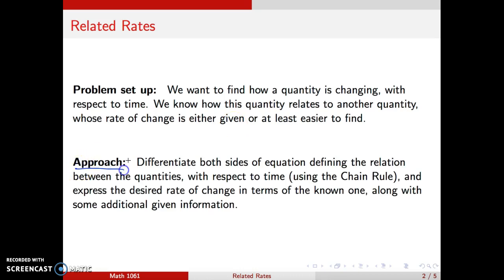Our approach, once you have that set up, is you're going to have an equation that describes the relationship between them. You're going to differentiate both sides of the defining relation between the quantities with respect to time. So d whatever dt. And when you do that, you're not going to have t's floating around anywhere, but these quantities are changing with respect to time. So you're using the chain rule; things are kind of hidden in some sense, but they're functions of time.